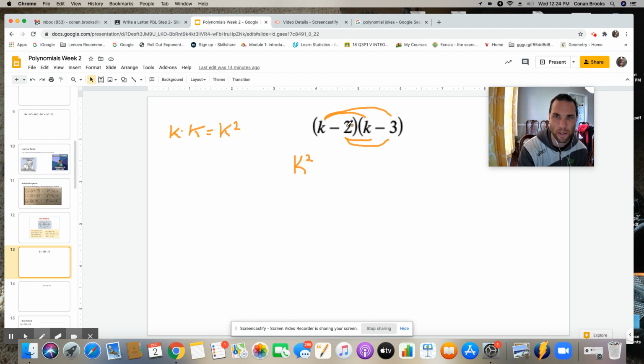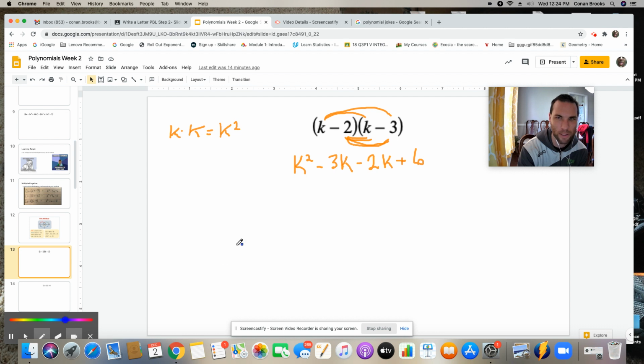k squared, and then k times negative 3 is negative 3k, and look how easy it is, you just stick them together. Negative 2 times k is negative 2k, and then negative 2 times negative 3 is positive 6. So that's our 4 multiplications. It's first, outside, inside, last.